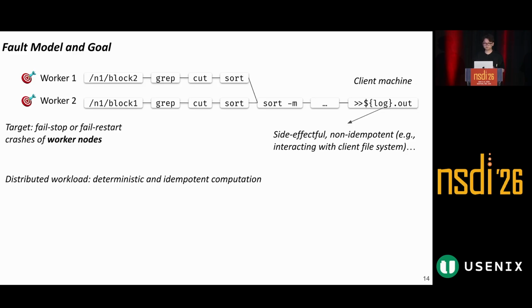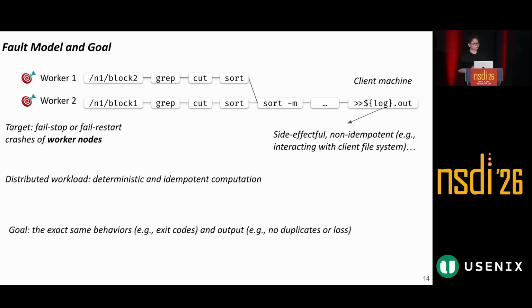Side-effectful and non-idempotent operations, such as output redirection or interacting with the client file system or environment, directly run on the client machine. The goal of the fault tolerance is that even under faulty conditions, the execution has exactly the same behavior, such as the exit codes, and produces exactly the same output without duplicates or loss of data.